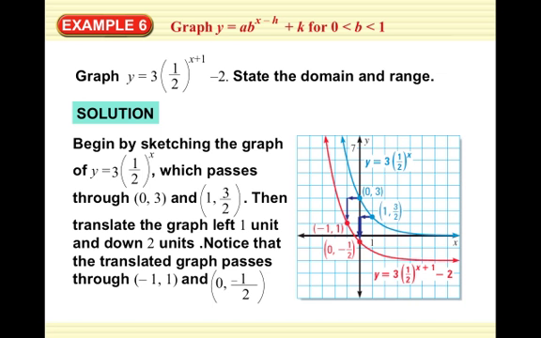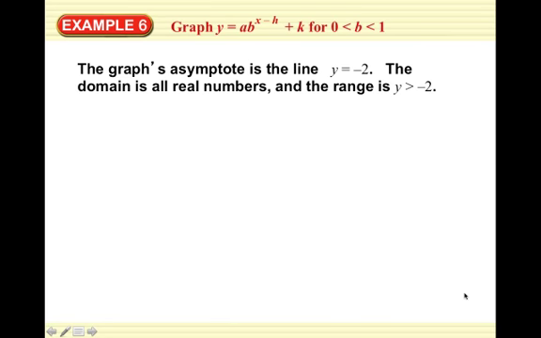Okay, so let's talk about our domain and range. They're going to state it on the next page, but let's do it while we can see the graph. Again, no restriction on x at all, so our domain is all real numbers. Now, before we translate it, our range was y greater than 0. We've dropped down 2 units, so this is going to be y greater than -2. The graph's asymptote, they didn't ask for that, is still the line y equals -2. And that's related to the fact that the range is y greater than -2.